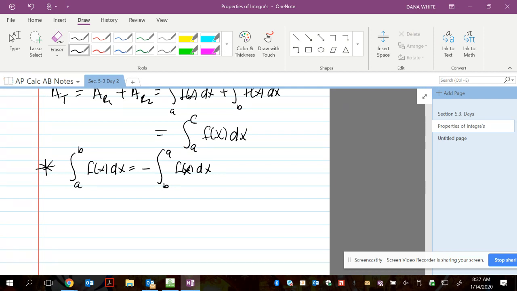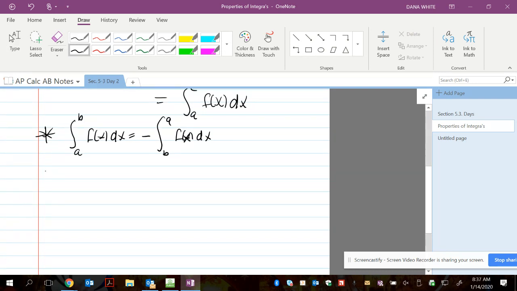Direction matters. The other thing is, if I don't go anywhere, or in no time, this is another property, if time is not changing, have I accumulated any area? Okay, that was really messy. I'm still learning to use this one. Integral from A to A of f of x. If time hasn't changed, have I accumulated anything? No. Have I got any area? No, it is 0. You can also use that property.